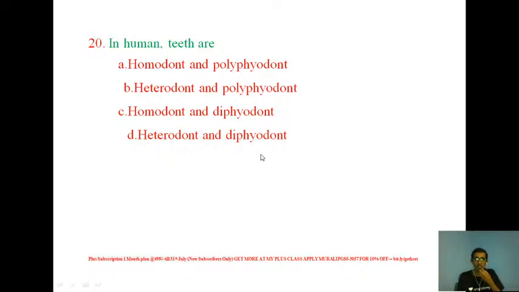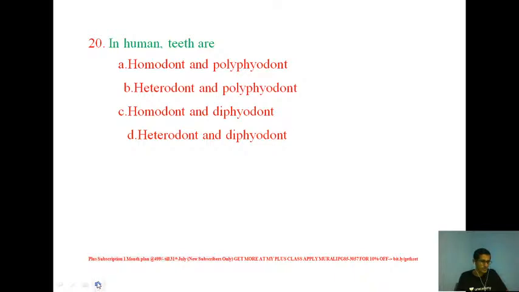What is a diphyodont? Occurrence of 2 sets of teeth in the lifespan of one human being. That is a diphyodont: milk teeth and permanent teeth. Heterodont refers to the occurrence of 4 different types of teeth. So the answer is D for the 20th question.